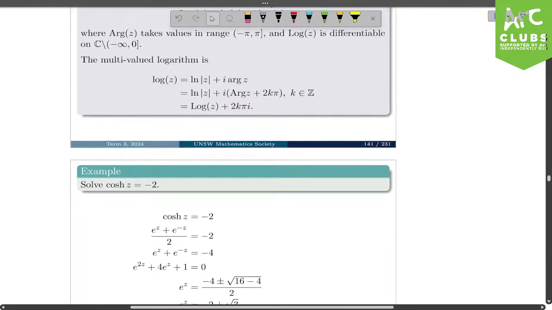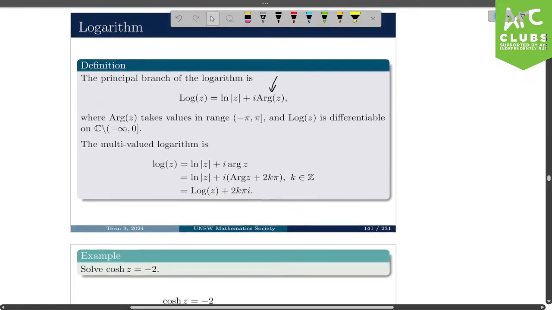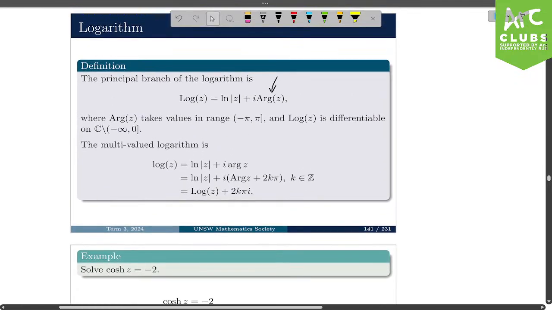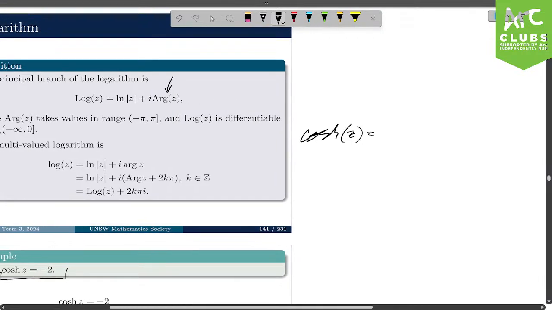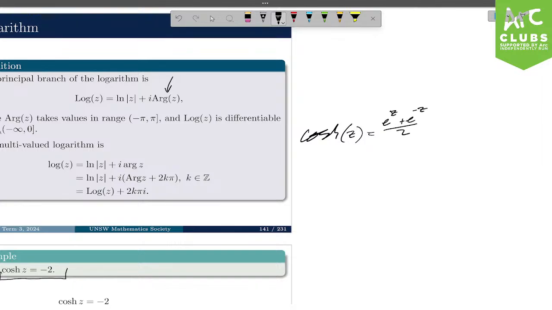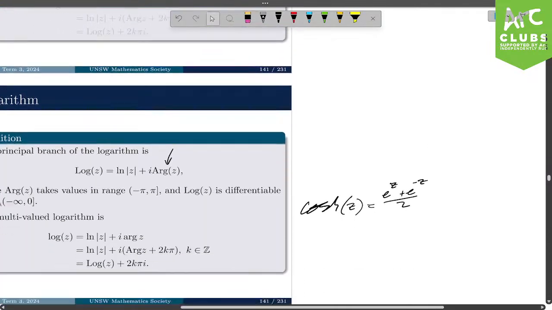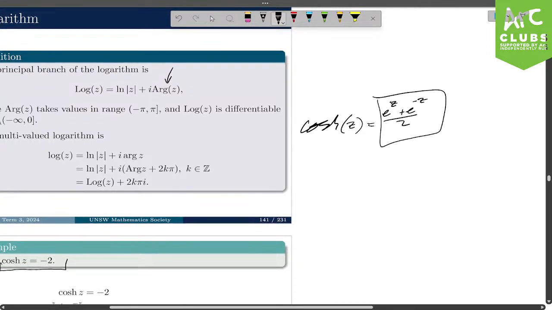Okay? And so we'll actually go ahead and try and use this, the principal valued logarithm, to solve cosh of z is equal to minus 2. Okay? So, once again, cosh of z is just going to be equal to e to the z plus e to the minus z on 2. Okay? And we learned before that we can break this down into x plus iy, but as of right now, this is what we'll deal with.